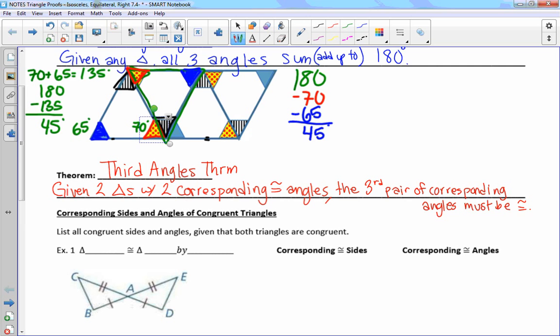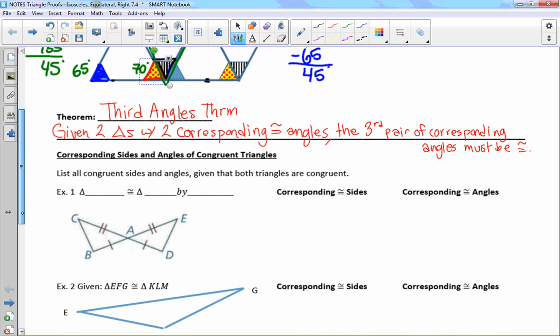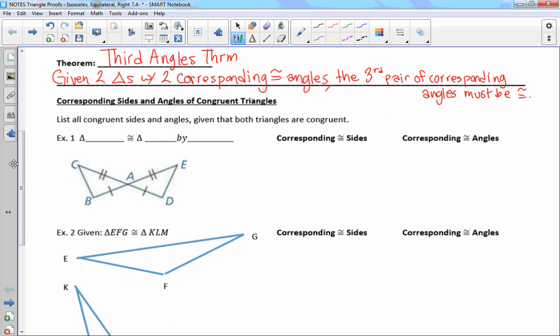Okay, down below, corresponding sides and corresponding angles of congruent triangles. We just talked about corresponding angles. Corresponding angles mean they have to be in the same position on the triangle. Now, there's an order to how we list the letters of the triangle. We kind of talked about this last time when we were talking about hypotenuse length theorem.